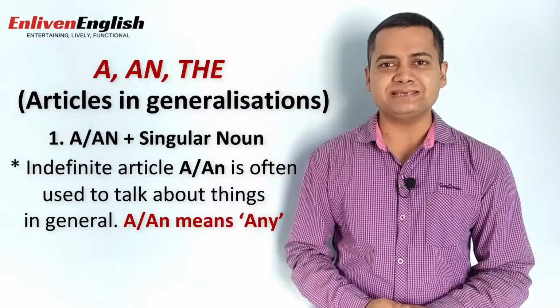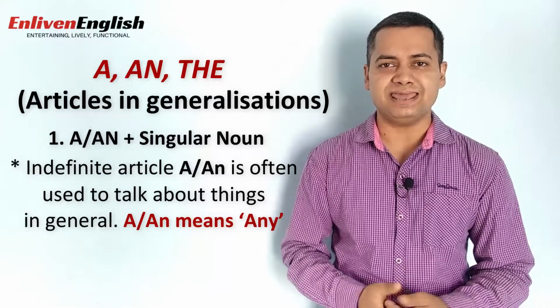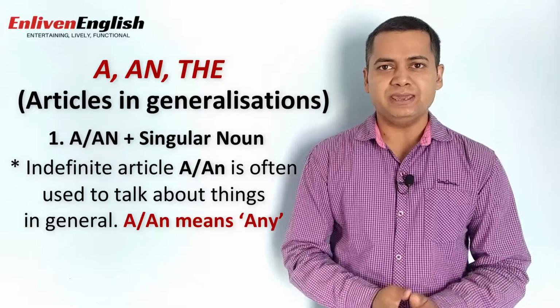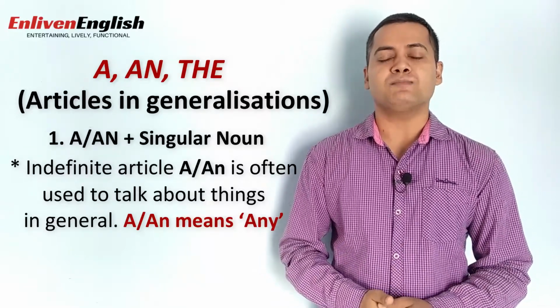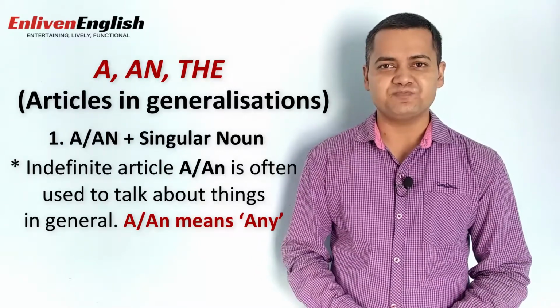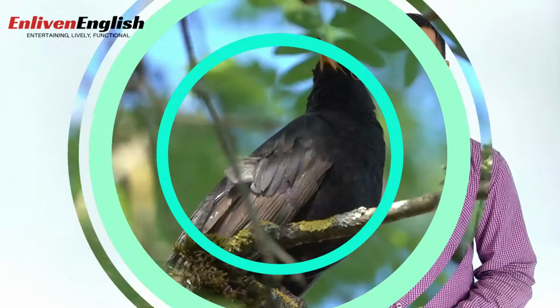One way of generalizing is to use indefinite article a or an with singular countable nouns. This way, article a is used to talk about things in general. Here, article a means any. Let's see some examples.